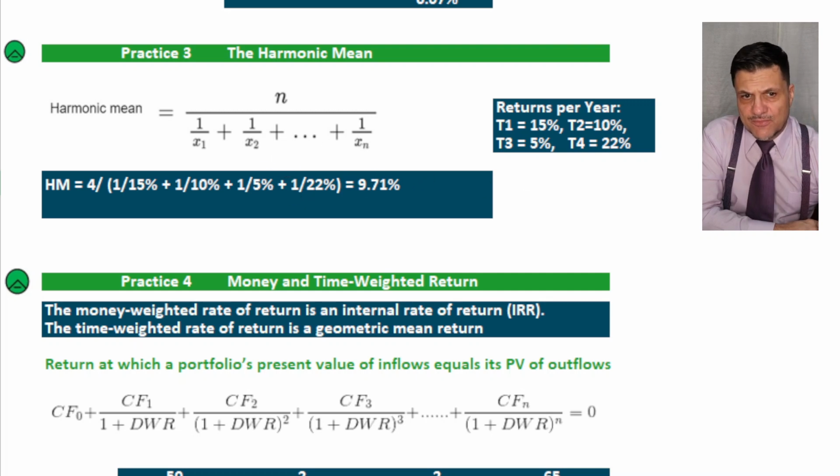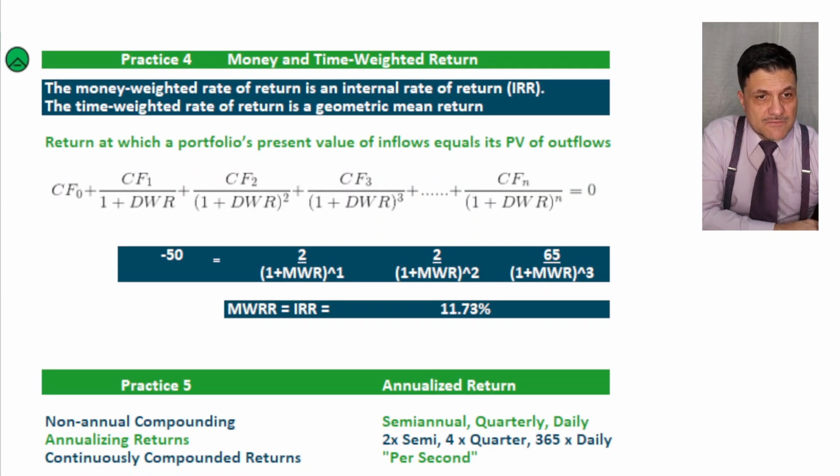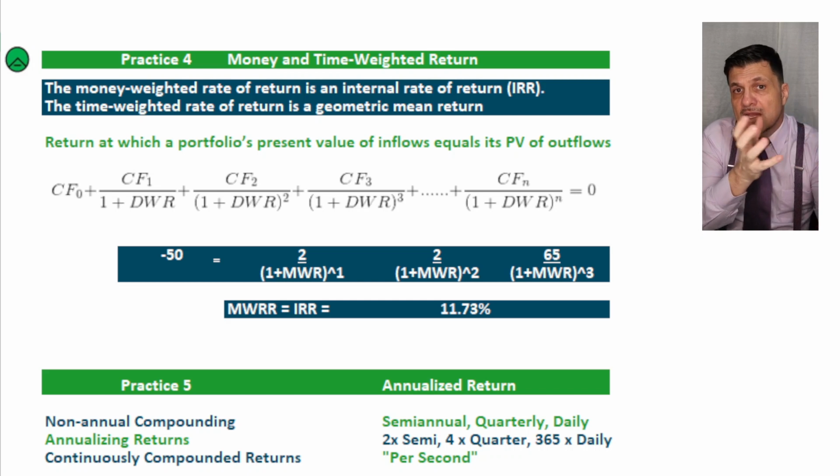Very, very simple. I think you should have no problem calculating the harmonic mean. I put there just as an example. All right. Now, number 4, it's a question that I believe could be in your exam with more chances. The money-weighted return. And in different ways.